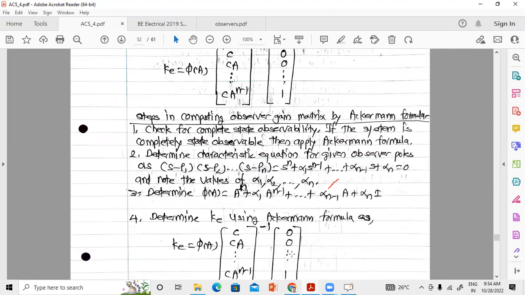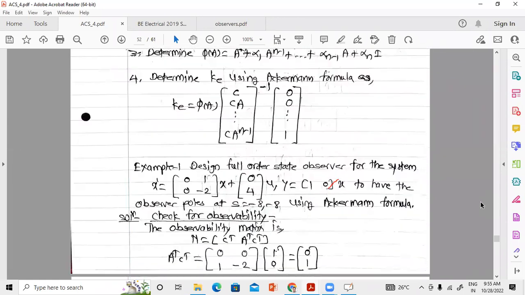multiplied by a column matrix. In case of the state feedback control design, it was exactly opposite to this. It was having a row matrix, inverse of the controllability matrix, and then phi of A. Here it is exactly opposite. Same procedure is followed here.